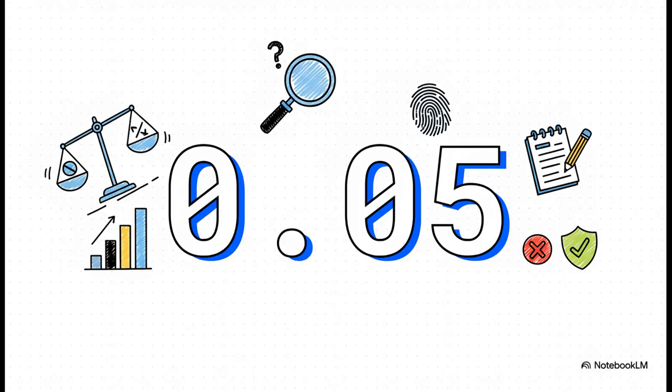A super common value for alpha is 0.05, or 5%. So what does that actually mean? It means we're willing to accept a 5% chance of being wrong in a very specific way, a 5% chance of concluding there is an effect when in reality there isn't one. It's the amount of risk we're willing to take of raising a false alarm.